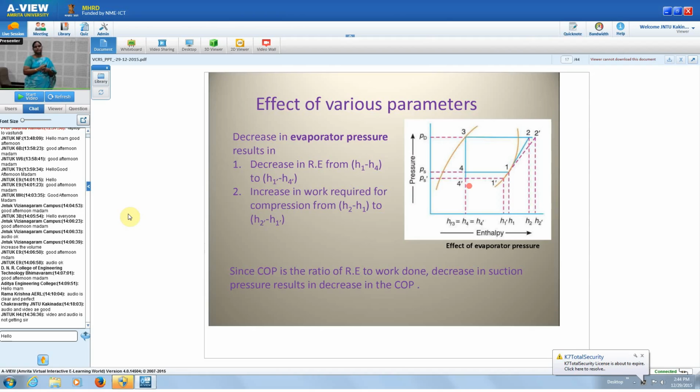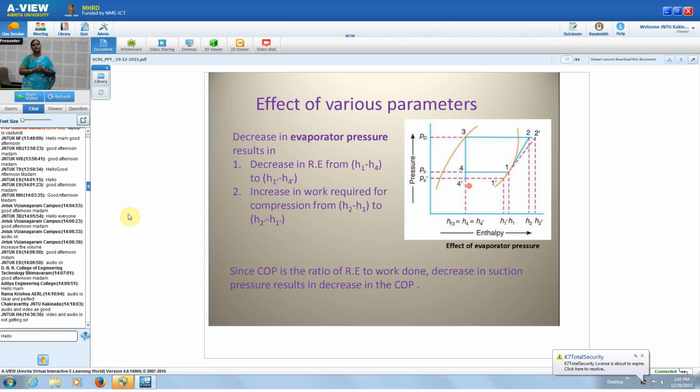When the process is 4-1 here, the refrigerating effect produced is H1 minus H4, that is the area under 4-1. With the decrease in the suction pressure or the evaporator pressure, the refrigerating effect produced is decreased. It is only H1 dash minus H4 dash. So the refrigerating effect is decreased. Then what about the work input?